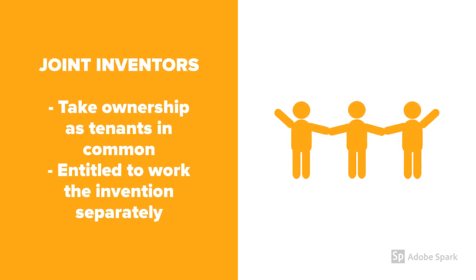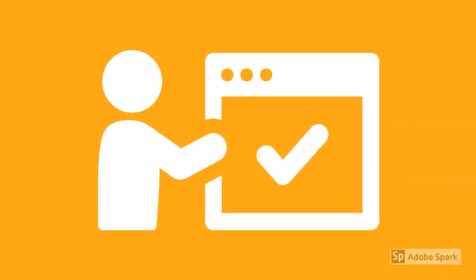There can also be joint inventors and owners of a patent. Joint inventors will take ownership of a patent as tenants in common. Each of these inventors is entitled to work the invention as they wish. However, all joint inventors must consent to the granting of a license or assignment of an interest over the invention.